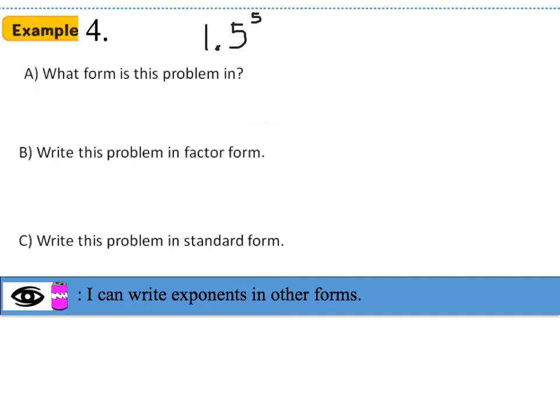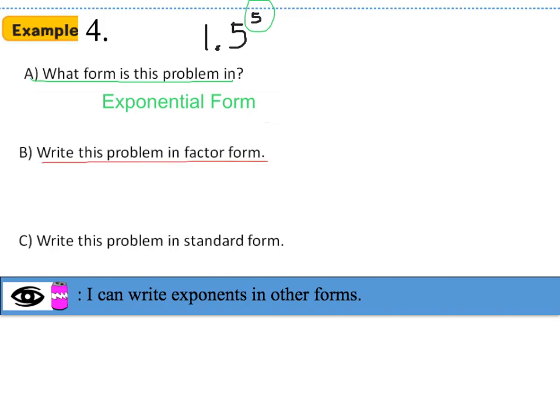Alright, so for example 4, they're giving us the problem 1 5/10 raised to the 5th power. Notice that this problem has an exponent. So when we look at problem A where it says, what is the form of this problem? I know that this problem is in exponential form because there's an exponent in the problem. So let's take a look at problem B. It says write this problem in factored form.